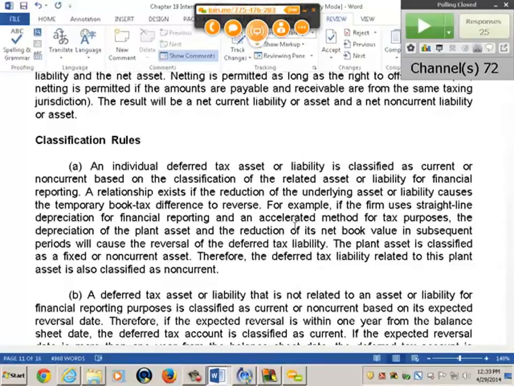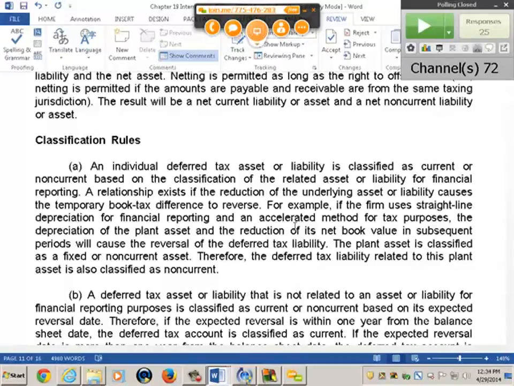Here in A is the most common way we classify deferred taxes. Deferred taxes are classified as current and non-current based on the classification of a related account. Now, what's a related account? A related account is an account which its balance would change, and that would trigger a reversal.